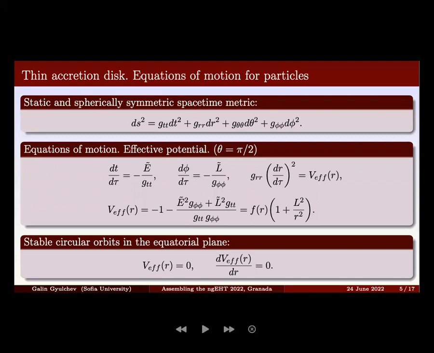So we have a simple solution to the Hamilton-Jacobi equation, which is the separation of variables. And we can extract the effective potential, which is written for the massive particles.